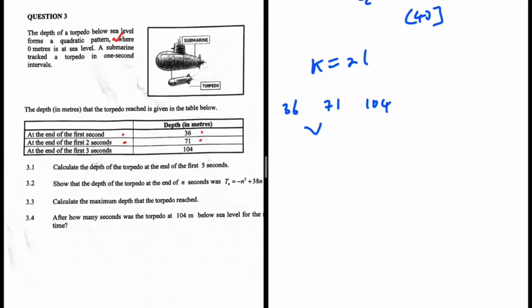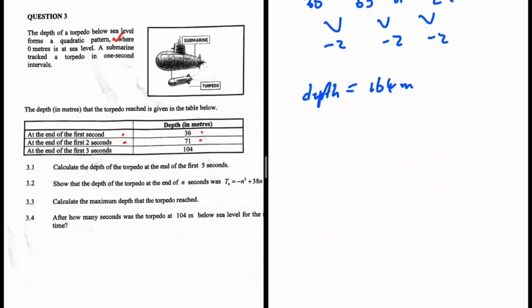So obviously, we are going to find the difference. 71 minus 36, 35. 104 minus 71, 33. Okay, the difference is minus 2. So 33 minus 2, that is 31. 104 plus 31, 135. And then minus 2, this is 29. And then 135 plus 29, that is 164. So the answer here in 3.1, the depth is equals to 164 meters after 5 seconds. There we go. Right, so that is 3.1. Let's take a look at 3.2.